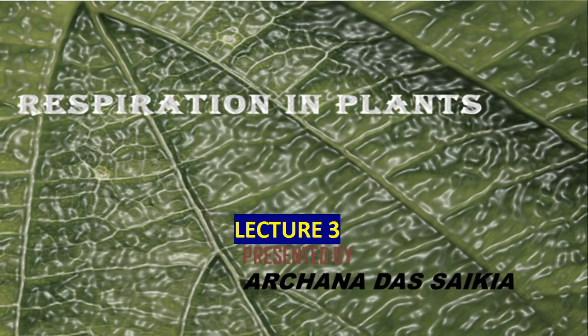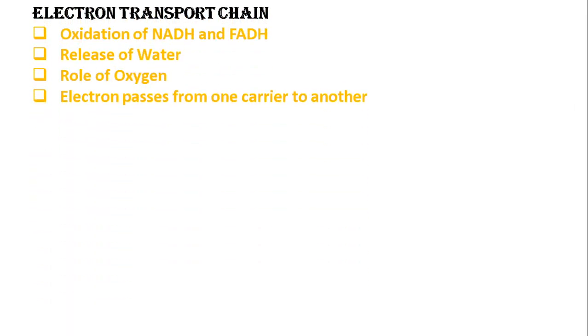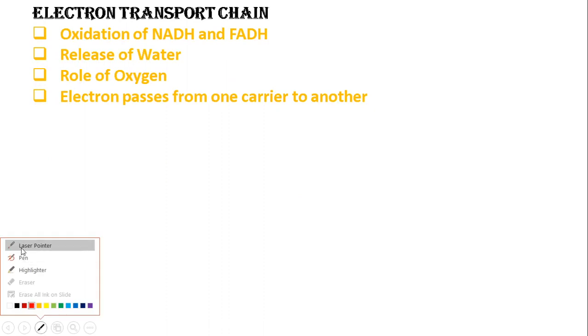Coming over to the third lecture in respiration in plants. In the first and second, we have learned about glycolysis, the link step and Krebs cycle. Now let us go for oxidative phosphorylation in the third of the series. Now, electron transport chain. What is this electron transport chain?